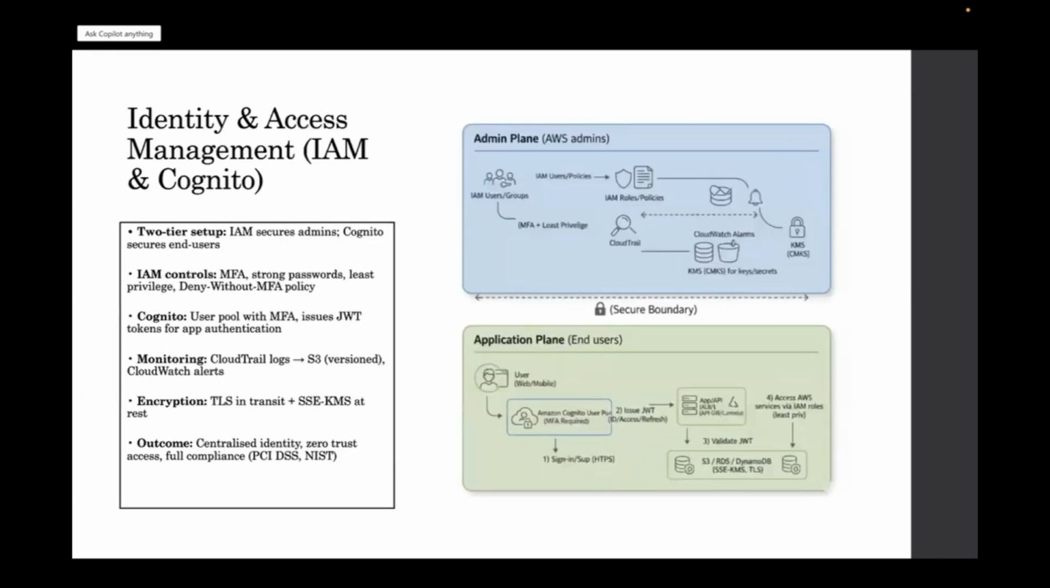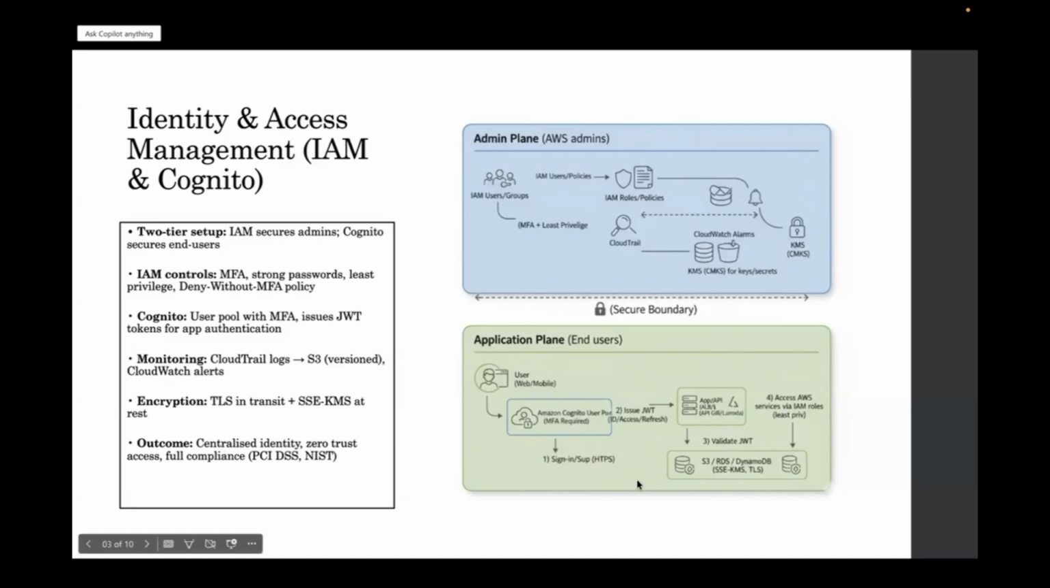Next up, this is my architecture that shows how we secure identity and access in AWS. It is split into 2 layers: the admin plane and the application plane. On the admin side, IAM enforces multi-factor authentication, strong password policies, and least privilege access through a deny-without-multi-factor-authentication guardrail. All admin actions are logged in CloudTrail, stored in versioned S3 buckets, and monitored with CloudWatch.